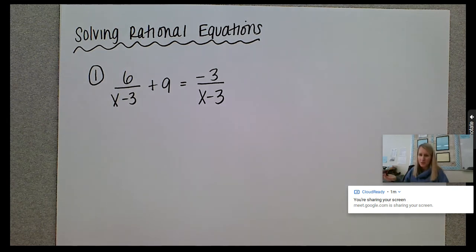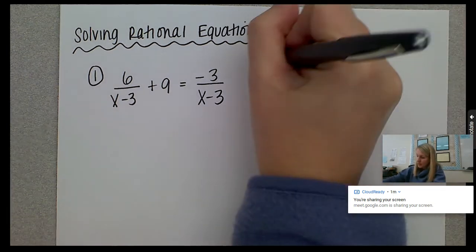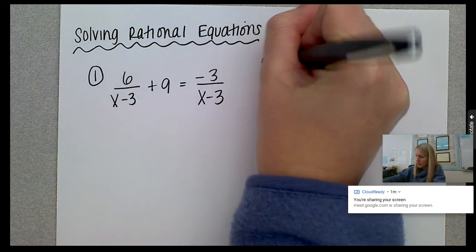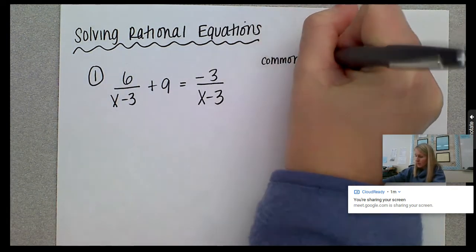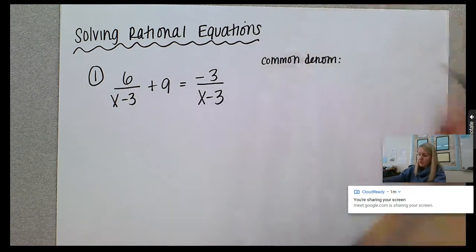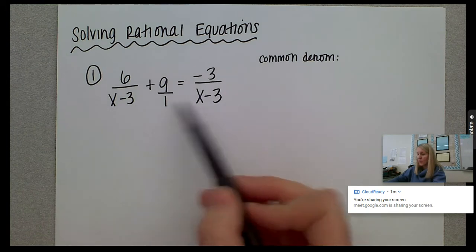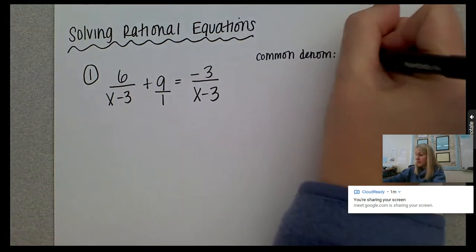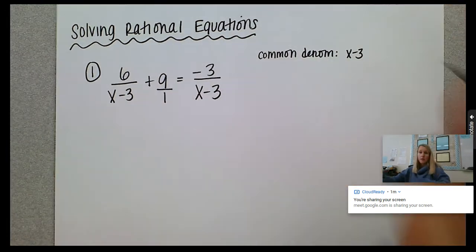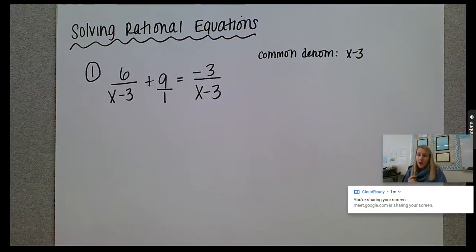I always write it off to the side. Over here, I'm going to write, what is the common denominator if I were looking at all of these fractions? This one's just over 1, right? So if we have an x minus 3, 1, and x minus 3, the common denominator is just x minus 3. Once you have the common denominator, you multiply everything by that. You've done that in the past with regular fractions, like over 12, over 2, over 6. You just multiply everything by 12.